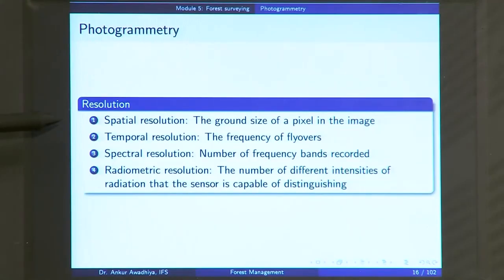Now, third is the spectral resolution. Now, spectral resolution is the number of frequency bands that are recorded. So, how many frequencies are you recording? Are you taking a black and white image, in which case you have only one band? Are you taking a color image, in which case you have got 3 bands, red, green and blue? Or are you taking even more number of bands, say in a multispectral image, where you are looking at the red value, green value, blue value, near infrared, middle infrared, far infrared, probably ultraviolet band as well, and so on. So, more the number of bands, more is the spectral resolution. And more the spectral resolution, in that case you will be able to discern the objects that are there on the ground in a much better way.